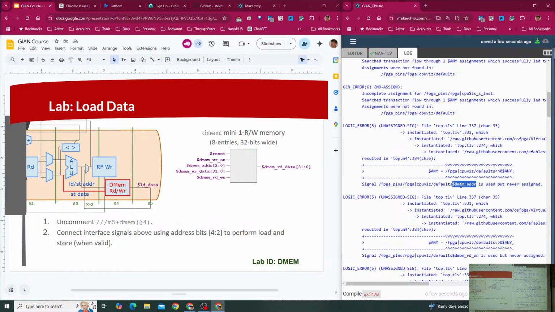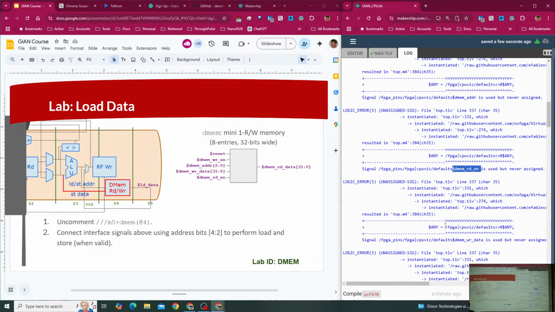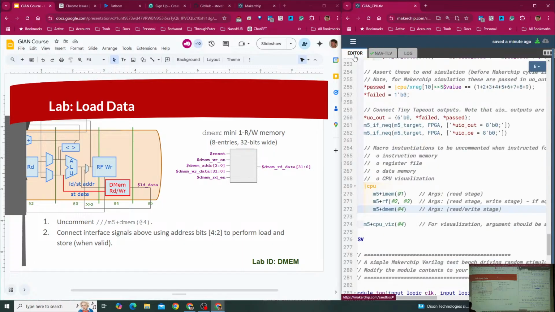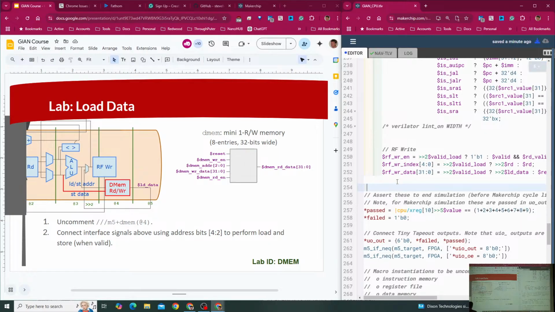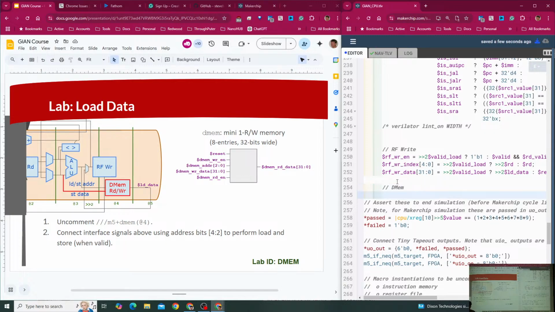You can get a hint, at least here, from the DMEM address. So we see it's used but never assigned. DMEM read enable is used but never assigned. So these are all the interface signals of the macro that we just instantiated. So let's hook them up appropriately. Let's do our memory here. Reset already exists. That's already hooked up just naturally by name.